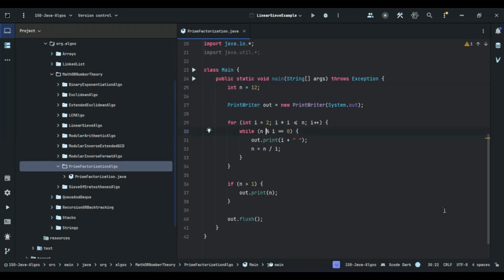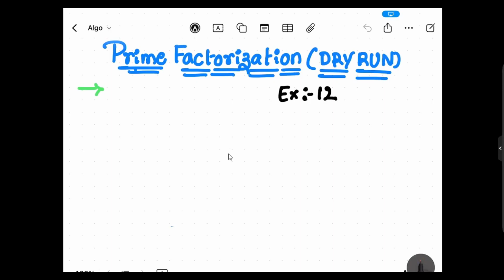So yeah, let's do that and come back later. We can come back later and run the code. Yep, let's dry run the code first. See here, we will be going with the same example, n equals 12, which we have considered.